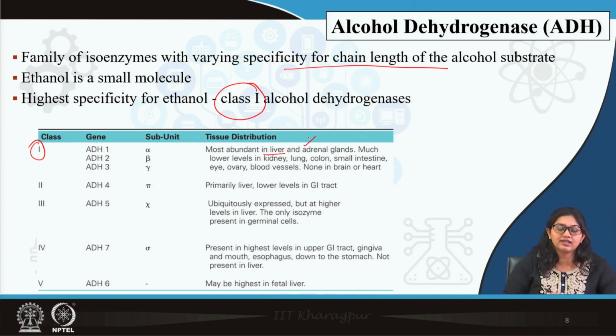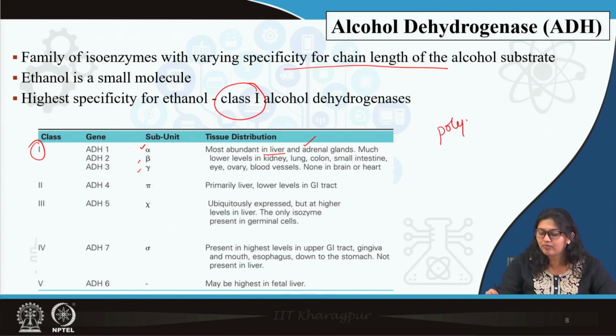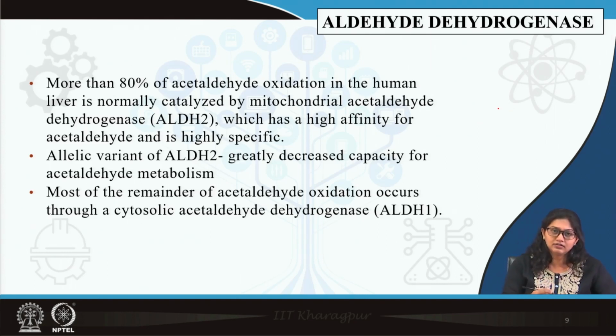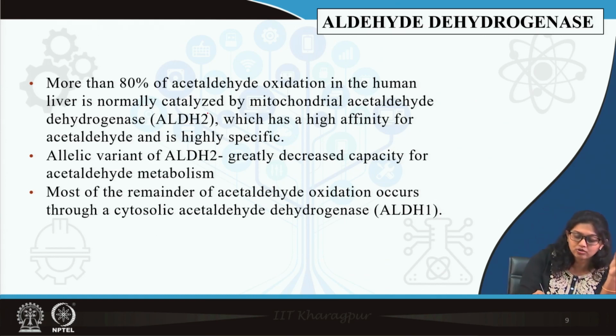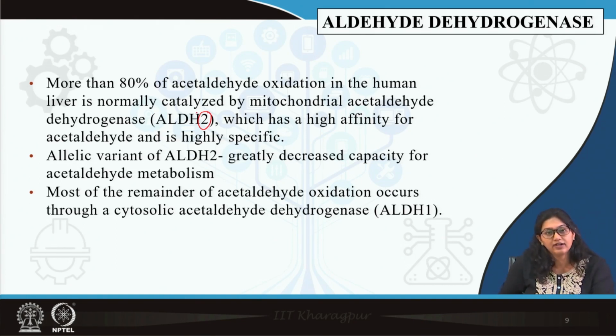Now, there are 3 genes for this alcohol dehydrogenase and they together form a polymorphic pattern. So, there are different alleles of alcohol dehydrogenase which render polymorphism. So, this is about alcohol dehydrogenase, but for aldehyde dehydrogenase, the major acetaldehyde dehydrogenase present in liver mitochondria is of isoform 2. So, mitochondrial acetaldehyde dehydrogenase 2 is also present in heart and skeletal muscle. The mitochondrial isoform is aldehyde dehydrogenase isoform 2, whereas the cytosolic isoform is aldehyde dehydrogenase 1.